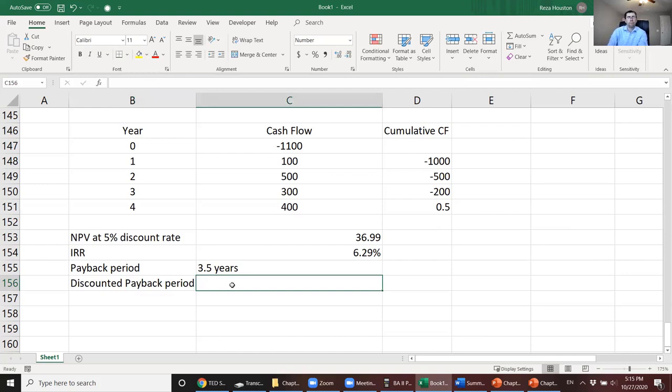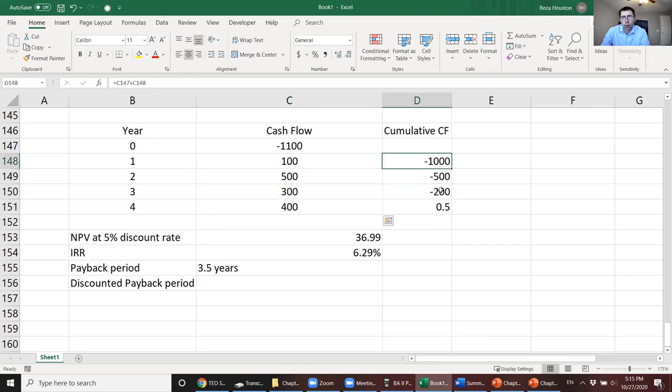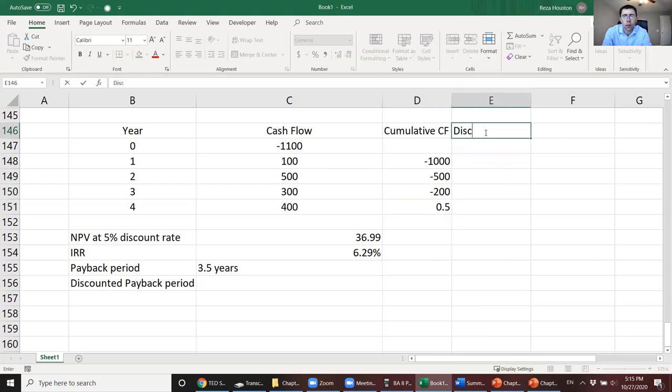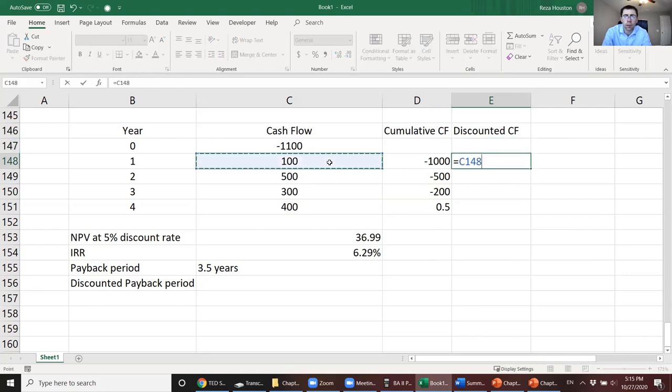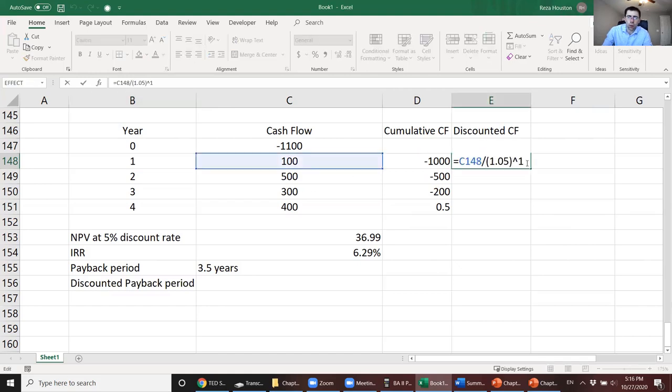Next, we want our discounted payback period. This involves us discounting all of these cash flows back to the present and then repeating the same process. So what I'm going to do is discount each cash flow by 1 plus the discount rate to whatever power, over the course of however many years. So in this case, 1 year.